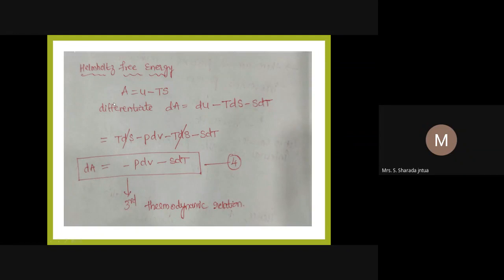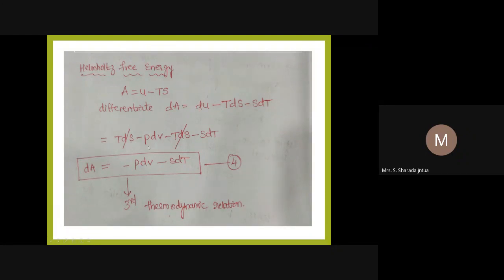In a similar way, if I write this expression in differential form, we will get dA equal to dU minus, and TS is in the form of UV, so that UV simplification is written like this, minus TdS minus SdT. Here I am again making use of my first equation, internal energy dU, which is equal to TdS minus PdV. I am just substituting this TdS minus PdV here.